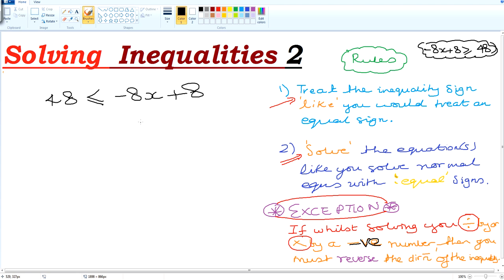Now, we have the question. The question is traditionally, if you look here on the top of the screen here, traditionally can be written like this. Can you see the arrow? Minus 8x plus 8 is greater than or equal to 48. But what I want to do in this question here, I want to just change it around to the other side because students are used to moving from the right to the left.